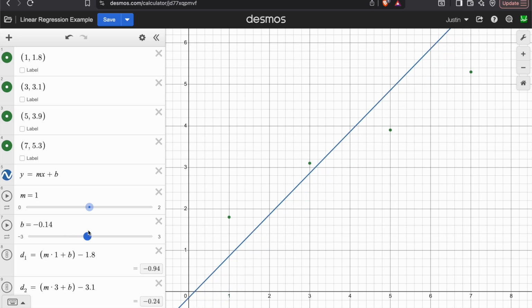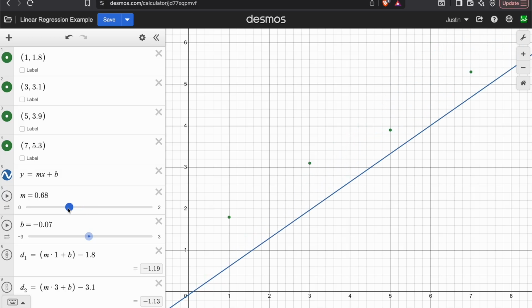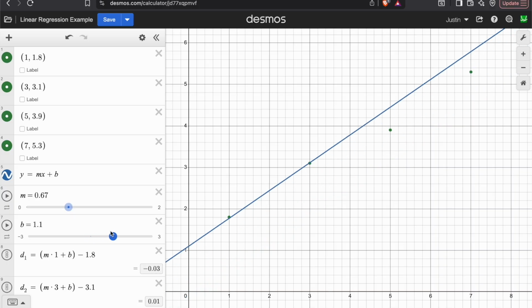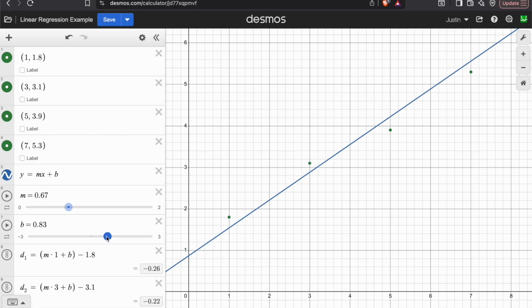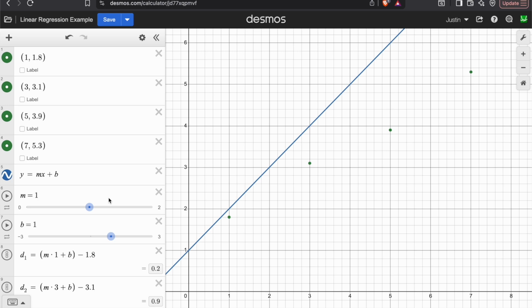Another thing to notice is, if I make him a little less steep there and bring him up, like if I try to get through these first 2 points, well, now he's not doing a very good job with the other 2 points. And there's actually a way to quantify this. Right now, I'm going to bring this back up a little bit. Let's bring him back up to 1, 1, right where we started.